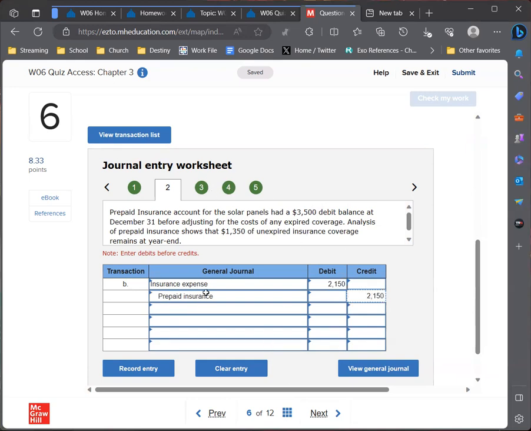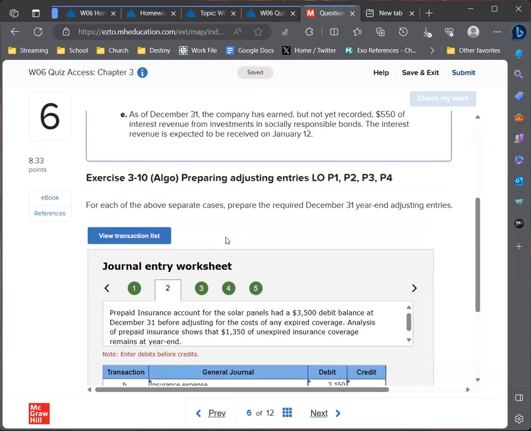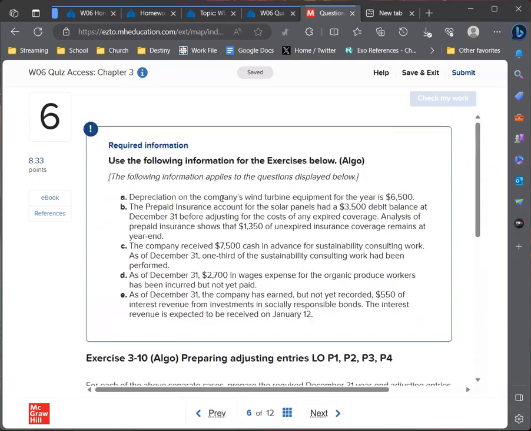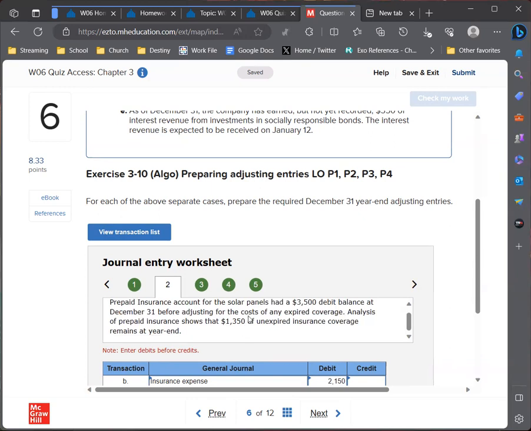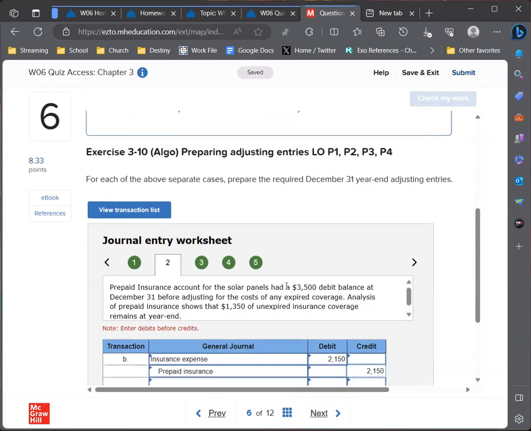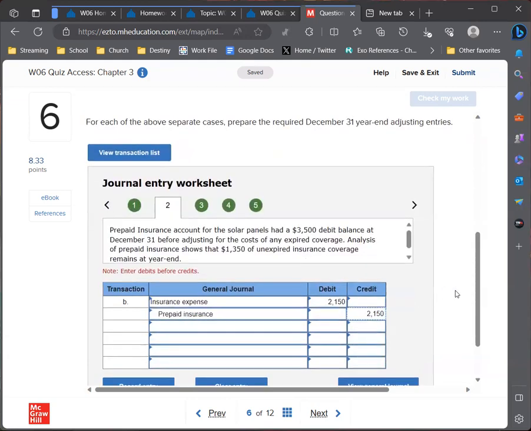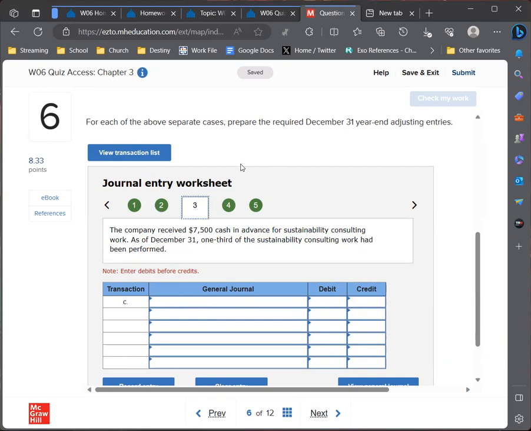Now, after you figure that out, it's pretty simple. I forgot to mention this: your numbers for your assignment will most likely be different than mine. I have 3,500 and 1,350. Yours might be different, but just remember that you're just subtracting these two. Your numbers may be different, but it's the same process. All right, let's move on.